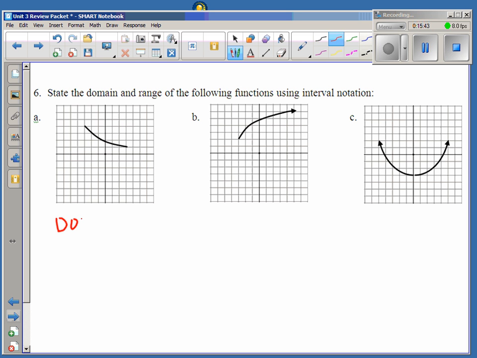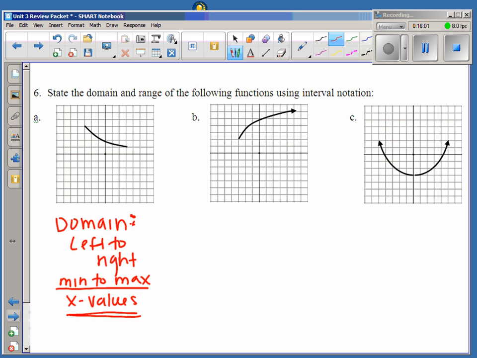Domain, it's left to right, or minimum to maximum, okay? And it's your x values. So those are the things you should note about domain. Min to max, x values left to right. So the farthest to the left looks like it's negative 3. The farthest to the right looks like it's positive 3. So my domain is going to be negative 3 to 3.